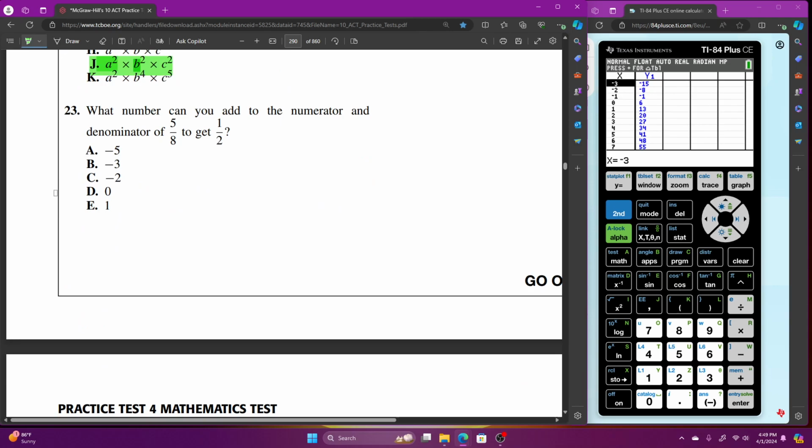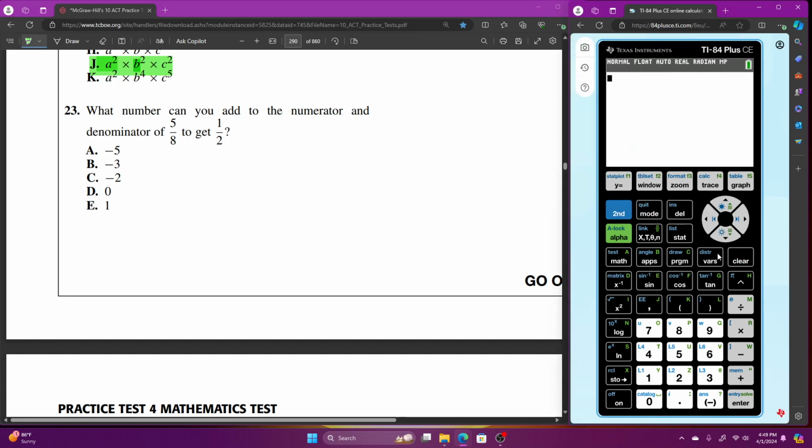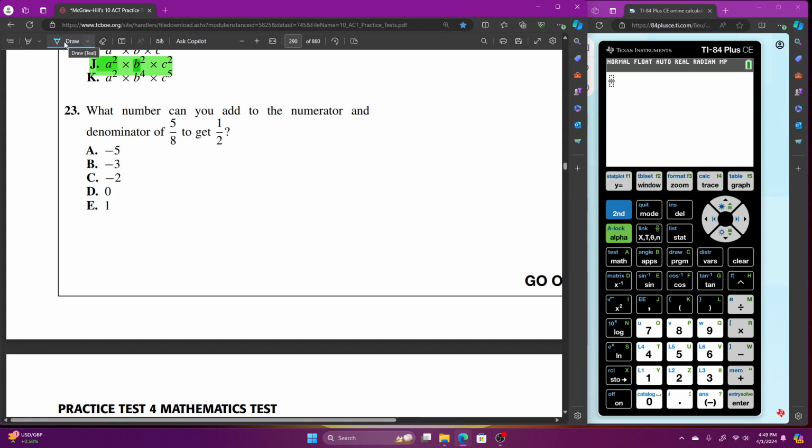And then continuing on to question number 23. What number can you add to the numerator and denominator of 5/8 to get a half? Let me get out of this graph, clear. Okay, so we got a fraction. What number can you add to the numerator and the denominator? So that means to the top and the bottom. Numerator is the top of our fraction. Denominator is the bottom of our fraction.